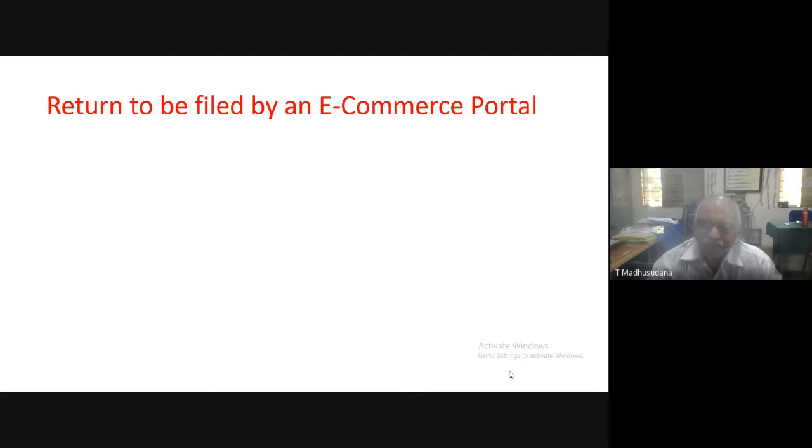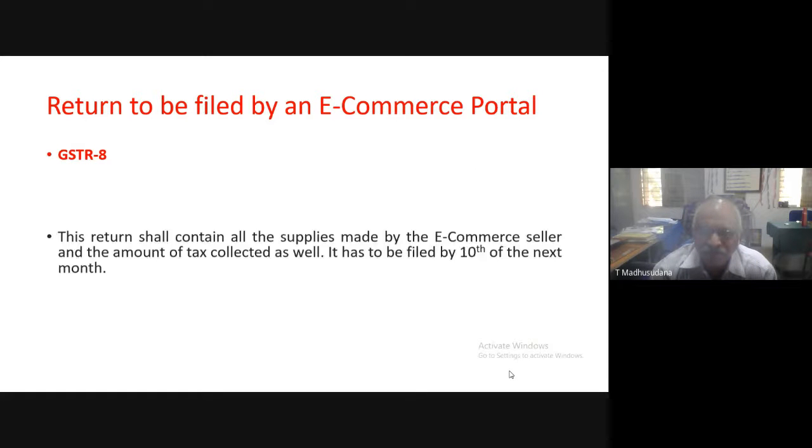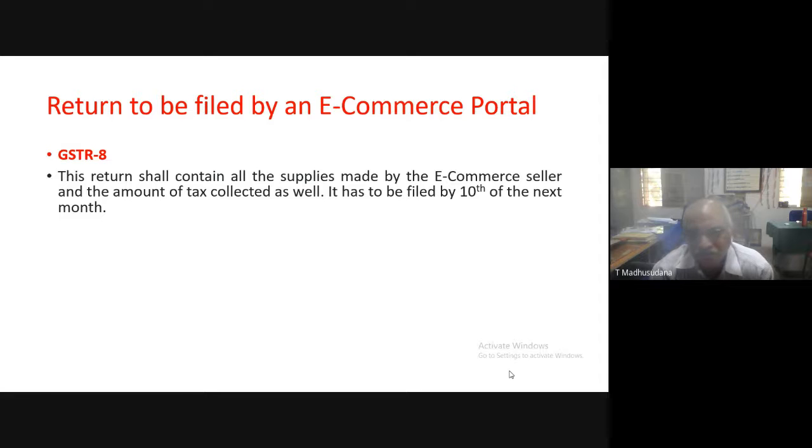Next, returns to be filed by an e-commerce portal. So e-commerce operators, what are the various returns to be submitted by the e-commerce operators? Under this category, the e-commerce operators have to submit GSTR 8. GSTR 8 is a form to be submitted by the e-commerce operators.